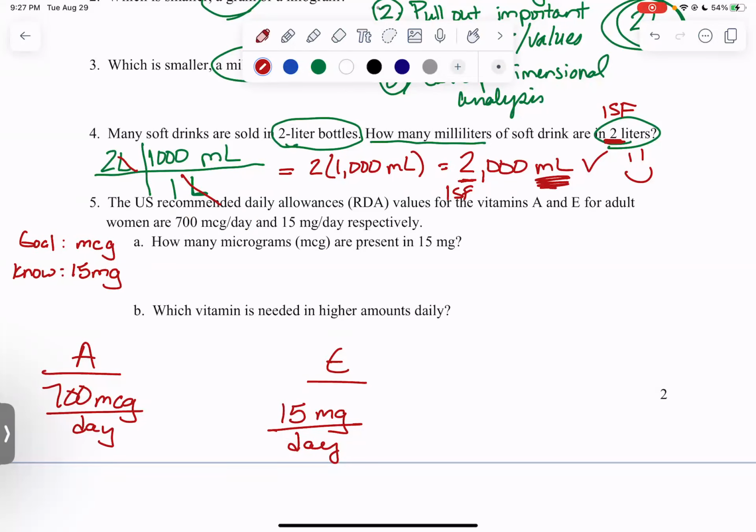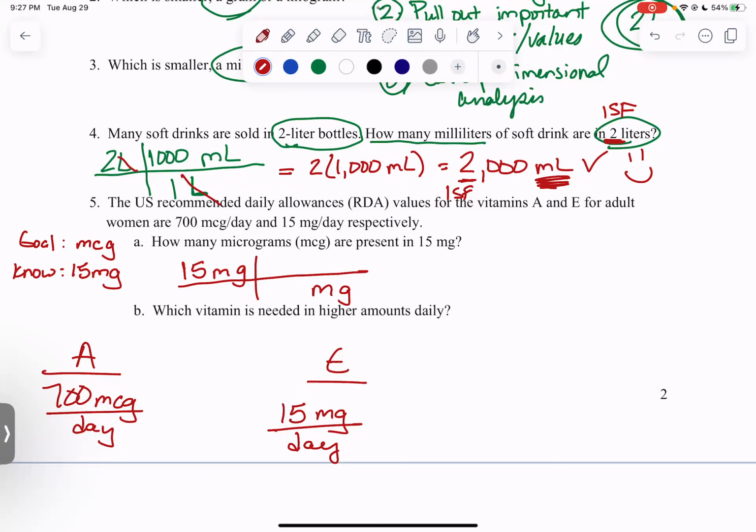So our third step is to set up our dimensional analysis. We're going to start out with 15 milligrams. Now, what do we want to get to? We want to get to micrograms. So we have to get rid of milligrams. If milligrams is on the top, we put milligrams on the bottom.